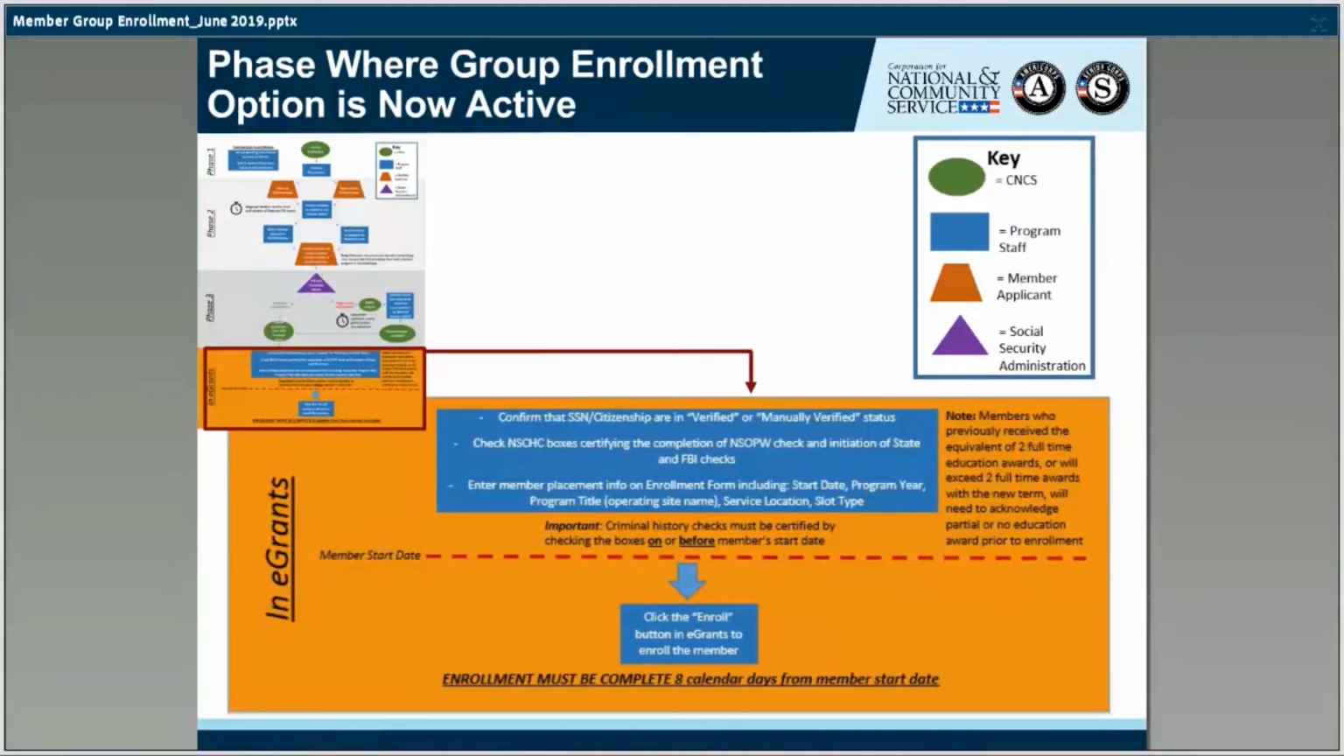So again, group enrollment was a feature added to the My AmeriCorps portal in June 2019, and it happens during the final phase of member enrollment in eGrants. So this is the only phase of the member enrollment process that we will be discussing during this training.